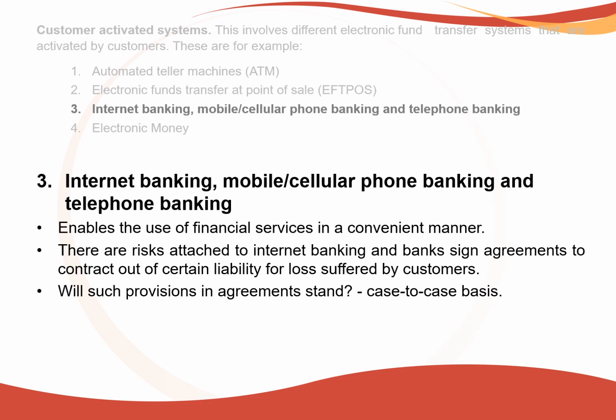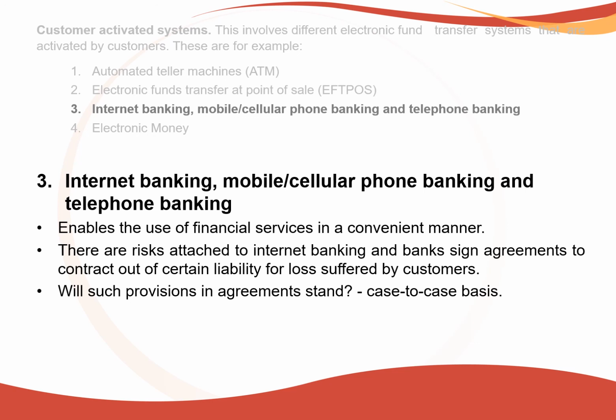We have now concluded our discussion regarding the EFTPOS system. This was our most comprehensive discussion listed under Customer Activated Systems, as the other items, specifically items 3 and 4, will be discussed in more detail in other lessons to follow. So to recap, we are now on the third item of Customer Activated Systems: Internet banking, mobile cellular phone banking, and telephone banking.